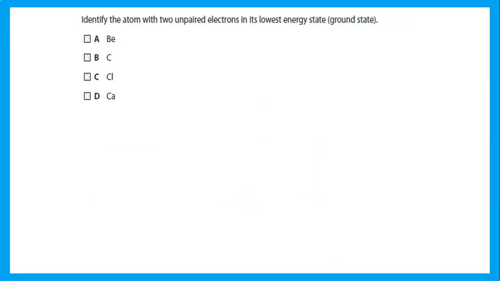Identify the atom with 2 unpaired electrons in its lowest energy state, ground state. Remember that lowest energy state or ground state means it's an atom. Identify the atom with 2 unpaired electrons. So let's write the electron configuration for each of these.